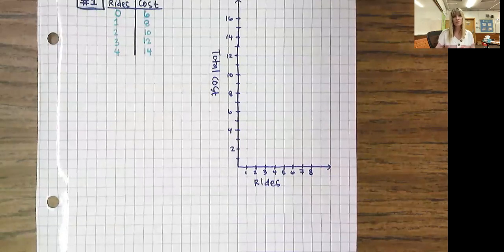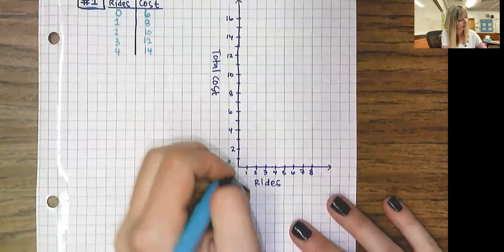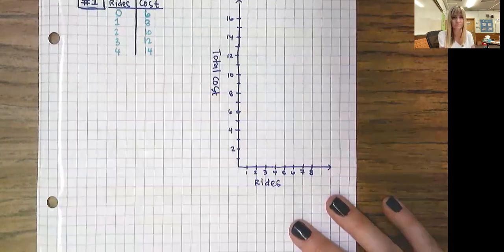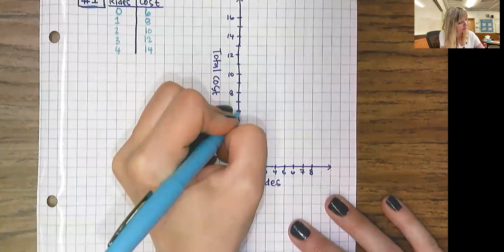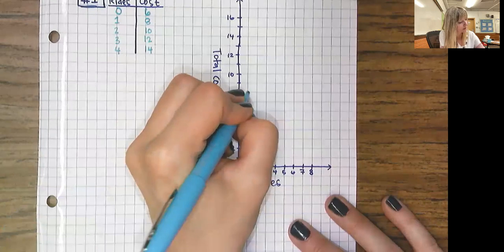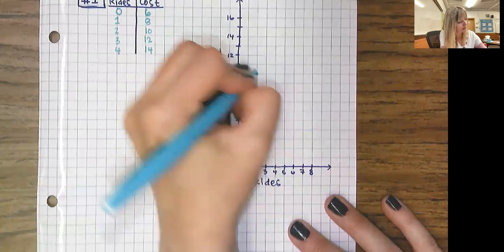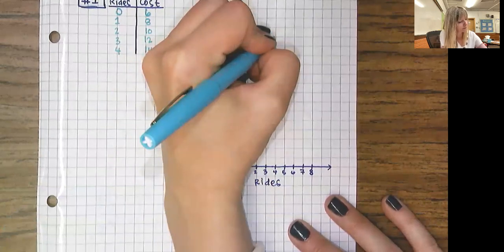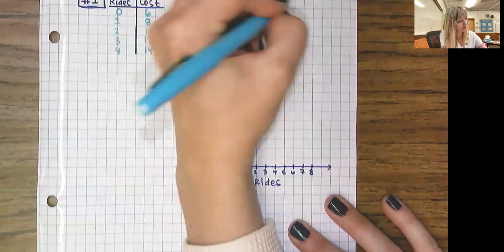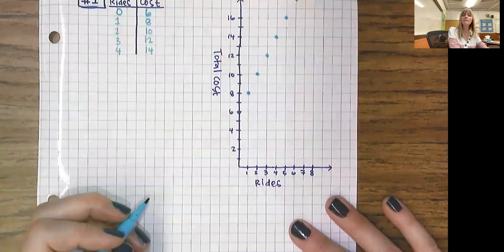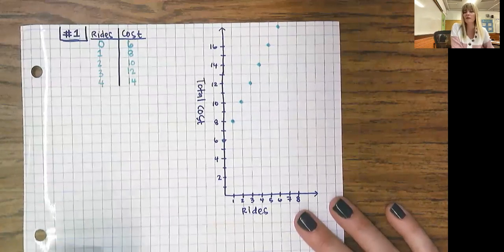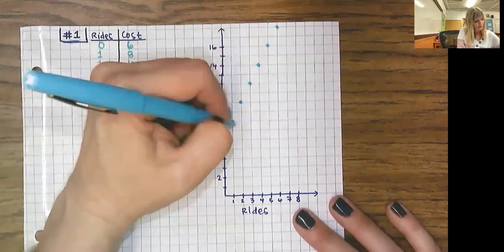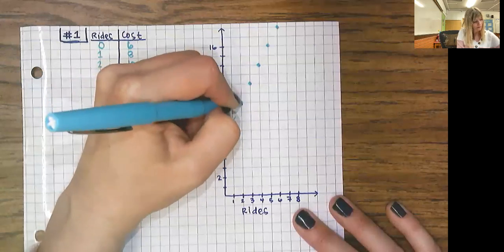Let's take this information and turn it into a graph. At 0 rides, it will cost $6. After that, every ride you go on is $2 more. So up to over 1, up to over 1, up to over 1, up to over 1. And we can use those slope patterns to actually get more in the graph than we even had in the table. That is the benefit of multiple representations. So here we go.